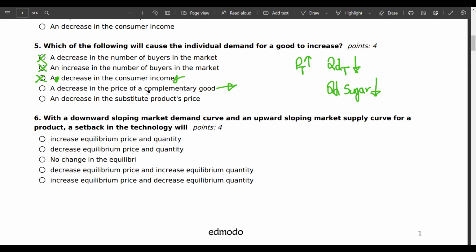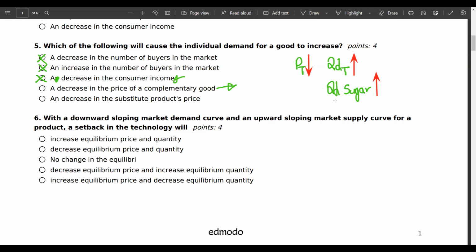But here they are saying a decrease in the price of the complementary good. So for sugar, tea is a complementary product. And when this complementary product's price goes up, what's happening? Sugar demand drops. So here in the answer, they are suggesting a decrease in the price of the complementary good, so we'll go the other way now. Assuming the price of tea is dropping, that means people will buy more tea, and sugar is consumed with tea, so sugar demand will also go up.